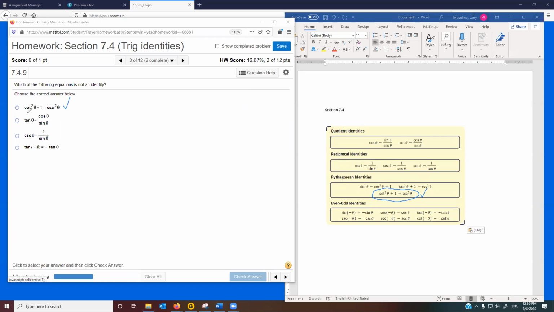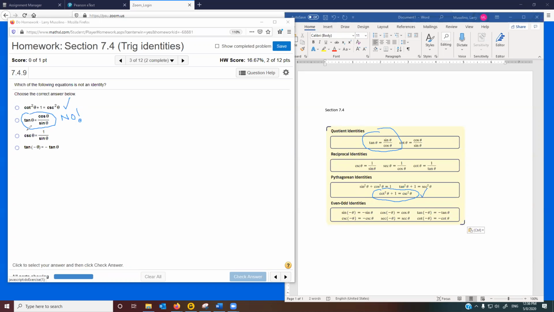Let me go to tan theta. It's giving me that tan theta is cosine over sine. Well, if I come over here, notice that's not a match. Tan theta is really sine over cosine. So they incorrectly have a fraction flipped upside down. So this one is a big no here. This one is no.